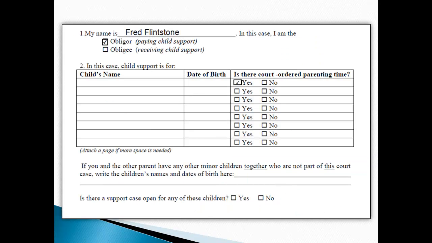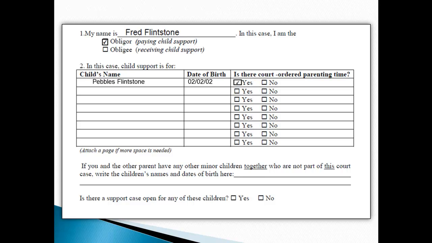Write in your name on line 1 and then check whether you are the obligor, the person paying child support, or the obligee, the person receiving child support. Write in the name or names of the children in line 2, including the birth dates and whether there is any court-ordered parenting time. This question is only asking about children you have with the other party in this case. In this particular case, Fred and Wilma have one child, Pebbles Flintstone.